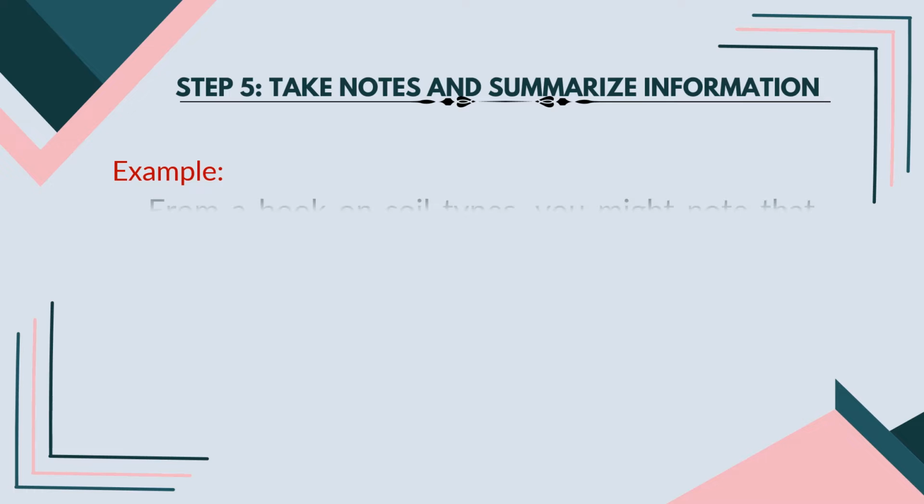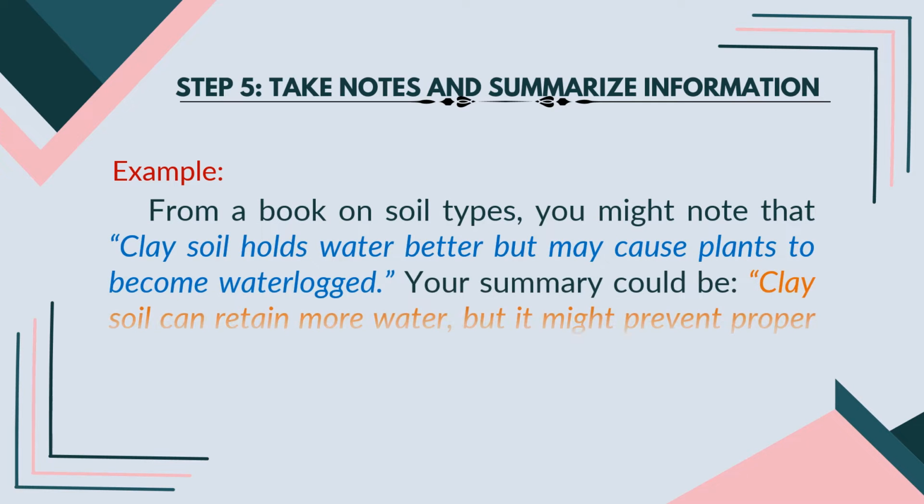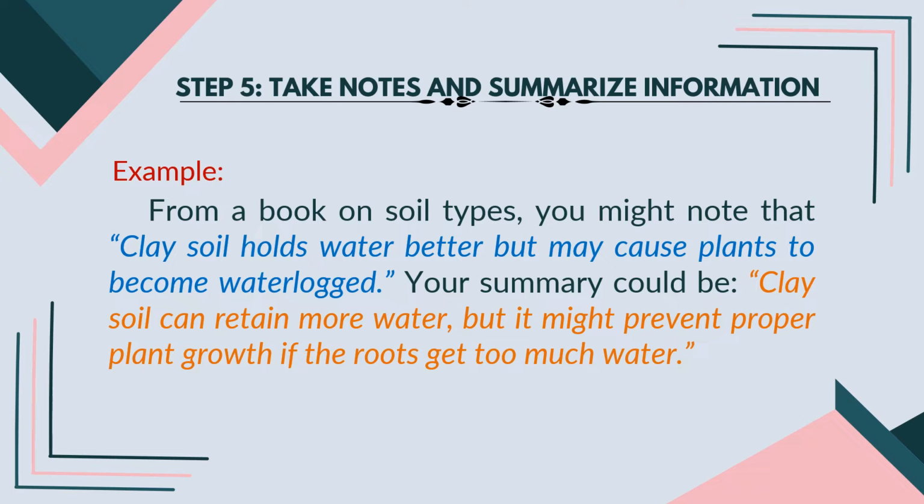Example: from a book on soil types, you might note that clay soil holds water better, but may cause plants to become waterlogged. Your summary could be: clay soil can retain more water, but it might prevent proper plant growth if the roots get too much water.